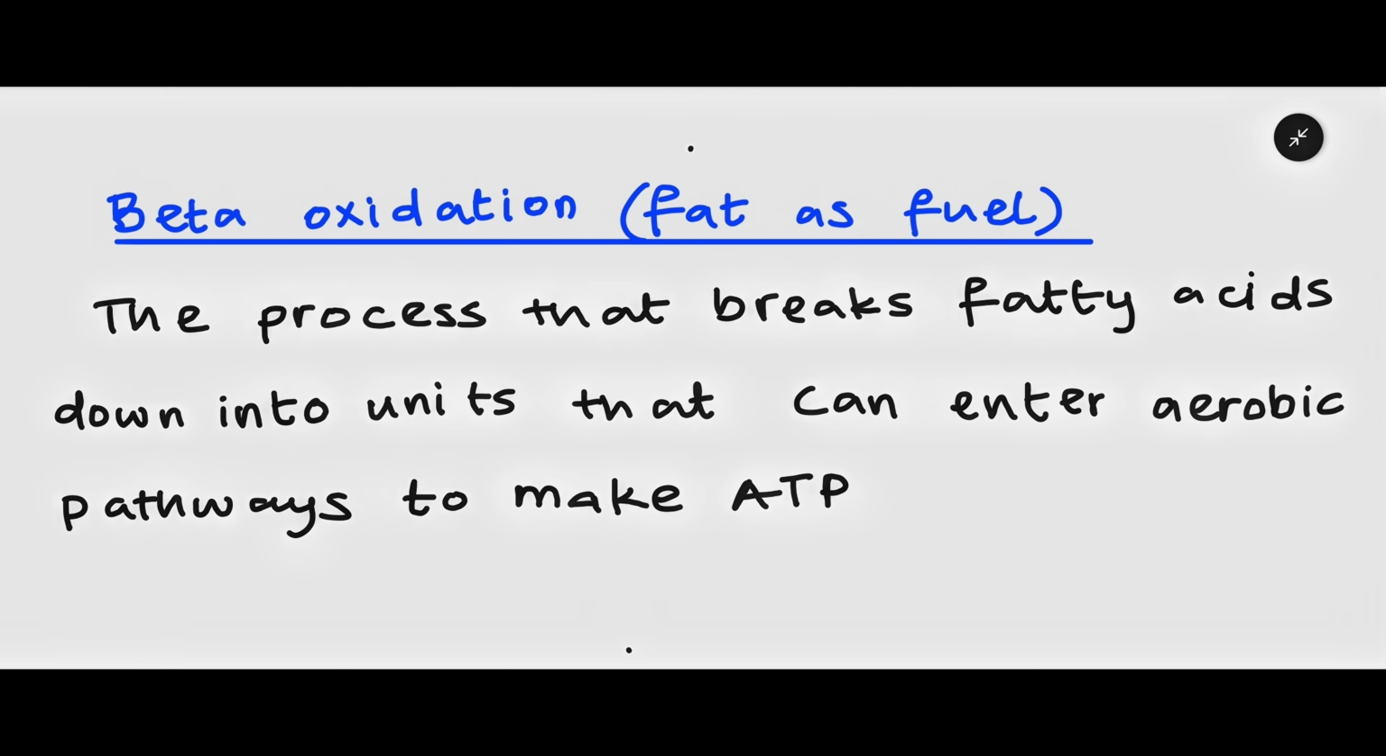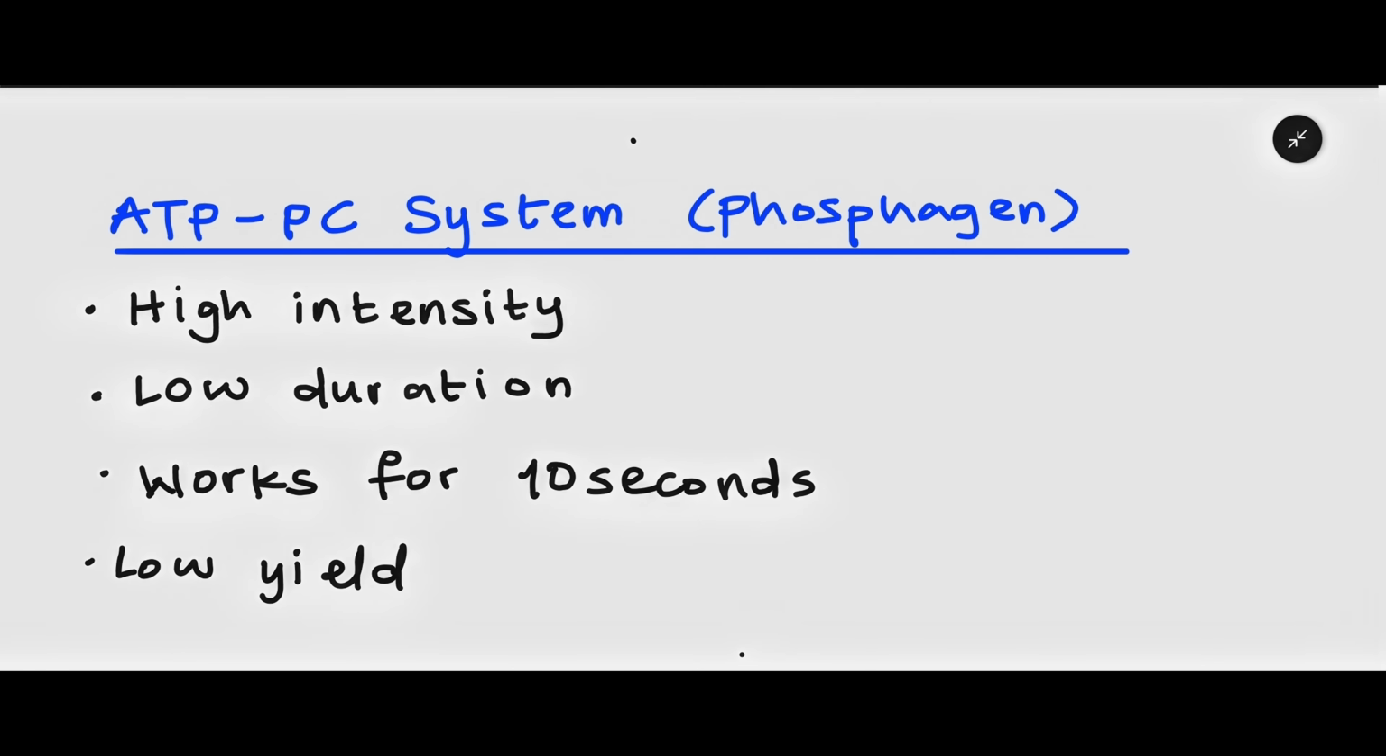Let's start with the ATP-PC system, also known as the phosphagen system. This is the fastest way to resynthesize ATP. It is dominant during very short, explosive efforts, usually around 0 to 8 or maybe 10 seconds of all-out work. It works using phosphocreatine, often shortened to PC, which is stored in the muscles. Phosphocreatine donates a phosphate to ADP to rapidly remake ATP. That means ATP can be resynthesized almost instantly.